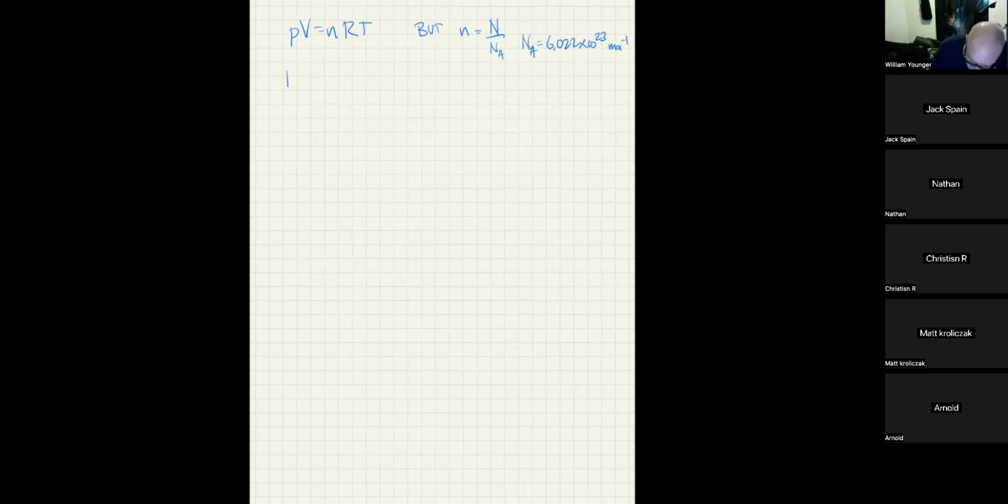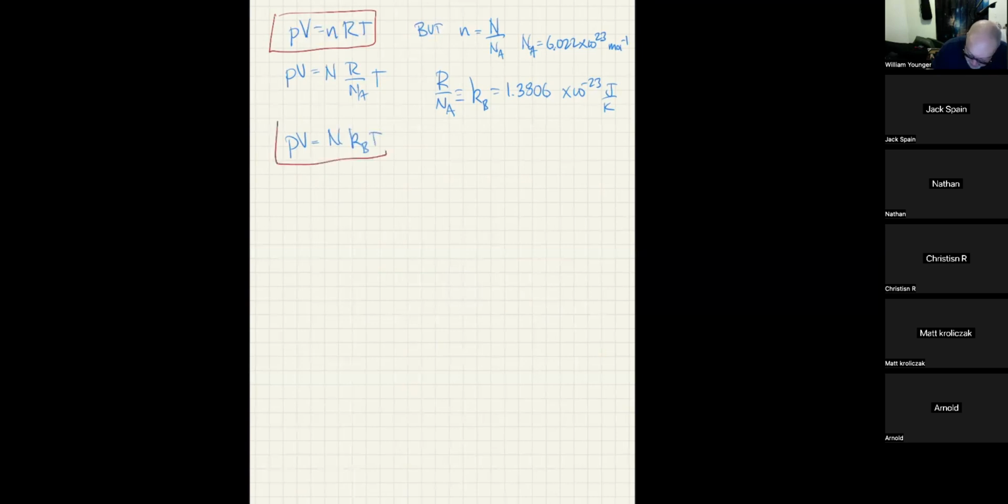So if I put that in here, now I've got PV equals N times R over N_A times T. But it turns out that R over N_A is actually defined to be the Boltzmann constant, and that's 1.3806 times 10 to the negative 23 joules per Kelvin. Okay, so an ideal gas law is this, but an ideal gas law is also PV equals N times k_B times T. That's going to come in handy for the next thing I do. Any questions on that? Have y'all seen that before? Hopefully.